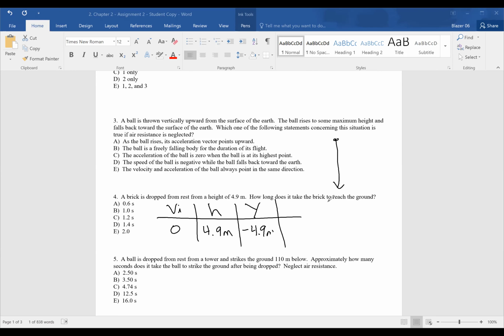How long does it take the ball to reach the ground? So I'm looking for time. Now, this looks like 2 things given, but these are actually 2 of the same. So I really only have 1 thing that I know. I need to know another variable, which I do. I know the acceleration. I know that it's due to gravity. So I say negative 9.8 meters per second squared.